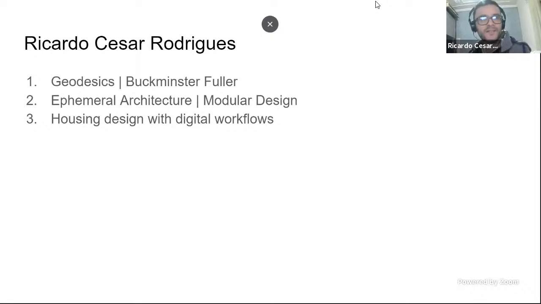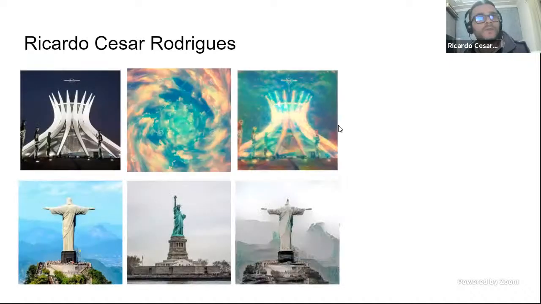Can you go to the next? Yeah, this is Brasilia Cathedral here in Brazil, which Pedro showed today, and I was trying to mix it with a sort of heaven image, and I got this mixture. In the second experiment, I tried to get two statues and align them and mix them, but I guess it did not work out so much.